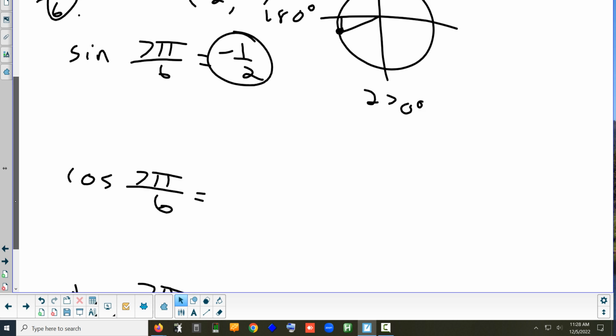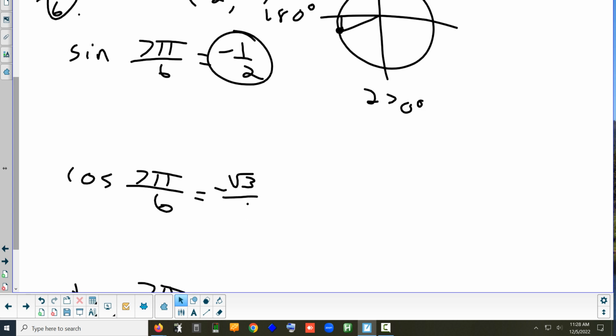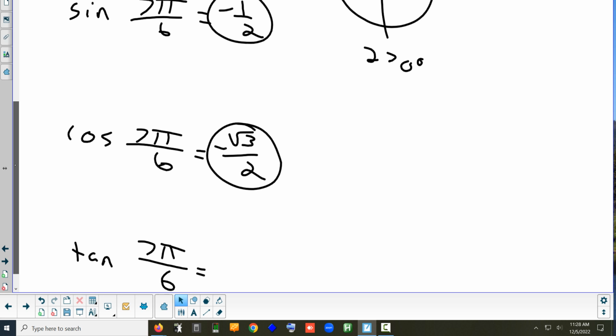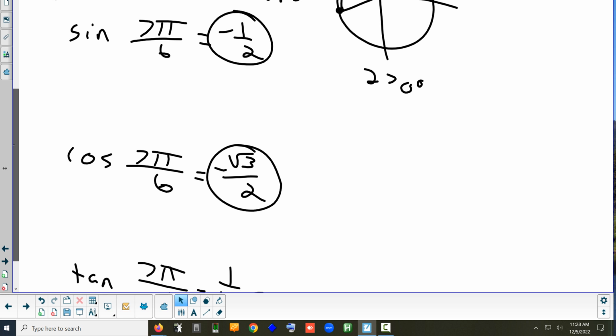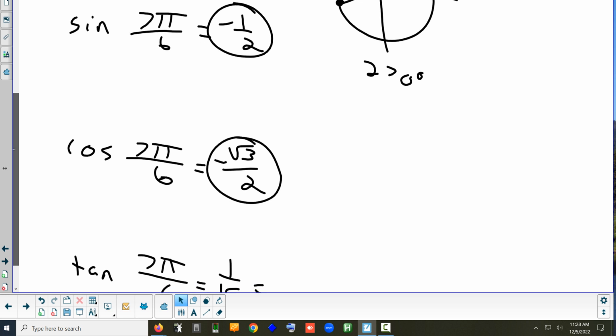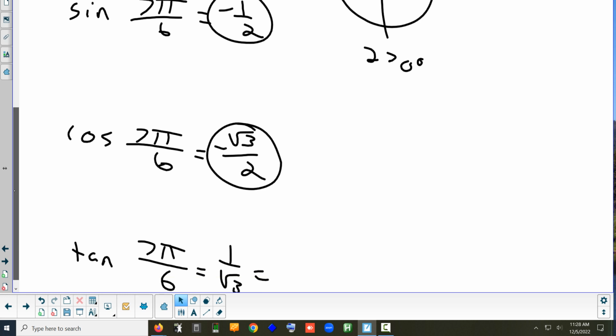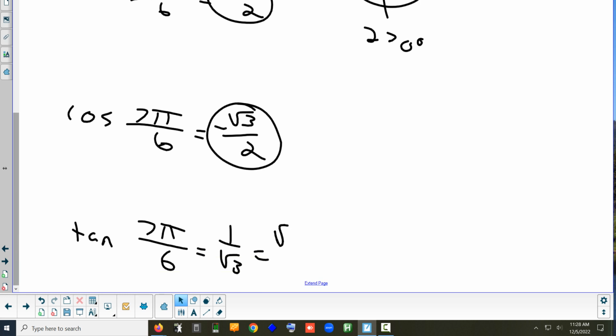Negative root 3 over 2. And your tangent? Root 3 over 3. So yeah, when you divide them, the negatives are gone. And if you're not sure how they got that, you end up with 1 over square root of 3. But what do you get when you fix it? Is it negative? Nope, it's positive because it's a negative divided by a negative. Root 3 over 3.